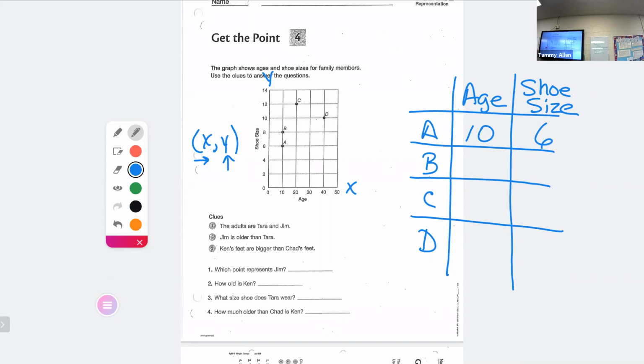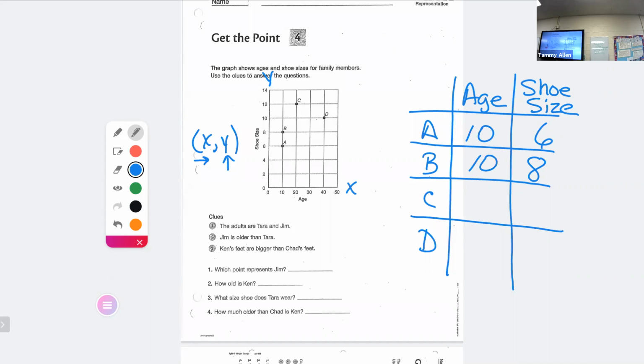Any question where that information came from? And if we look at point B, what is the age of the person? 10. And the shoe size? 8. They have big feet? Okay. No, it's a shoe size. Size 8.